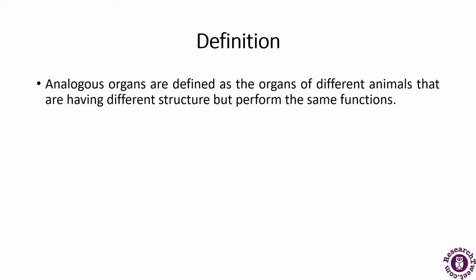So what are analogous structures? We will be discussing this in these slides with a few examples as well. So let's start. What is the definition of the analogous structure? Analogous structures or organs are the organs of different animals that have different structures but perform the same function.